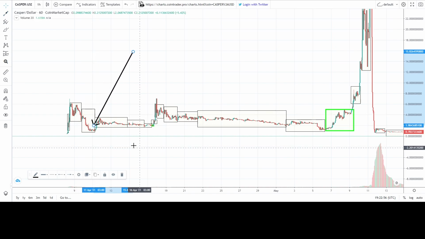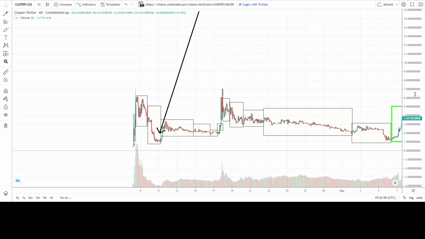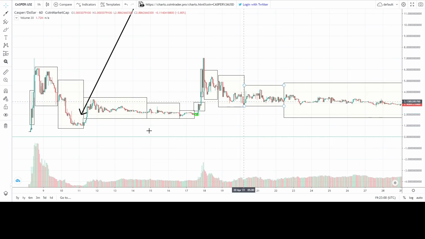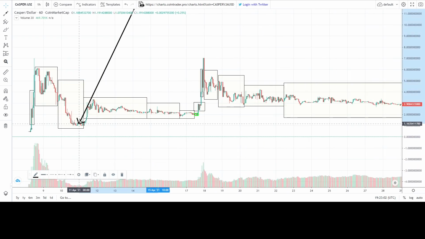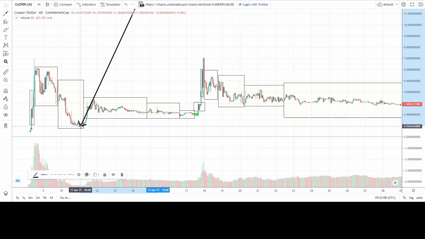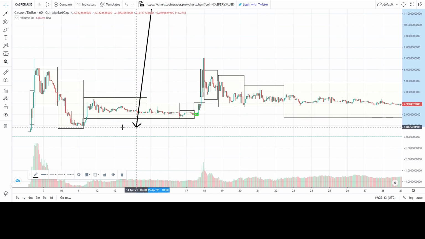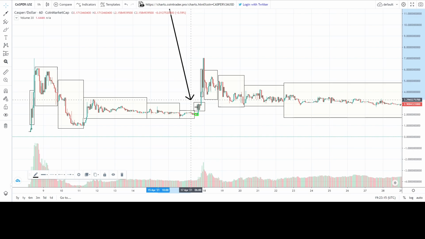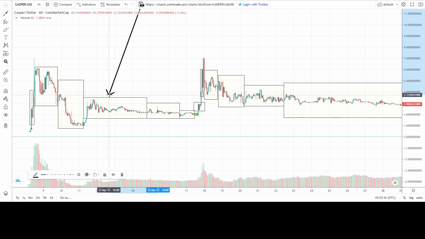If we were to zoom in on this fractal right here, we would see that there's a small little bounce at the bottom of this. That is an indication of the bottom. After that, price moves up. Now it goes into a new kind of phase. This phase over here is the sideways range-bound phase that Casper goes through, and it does it every single time.